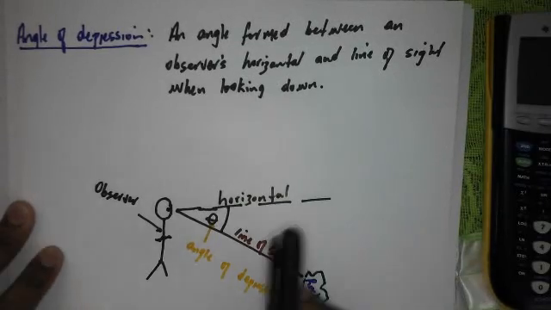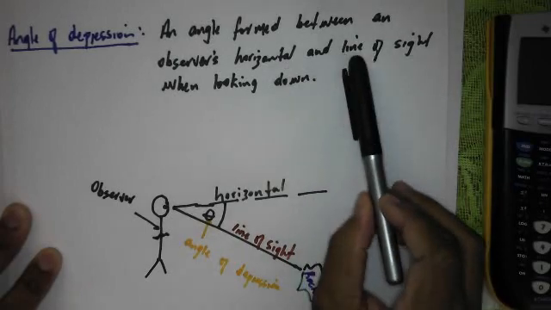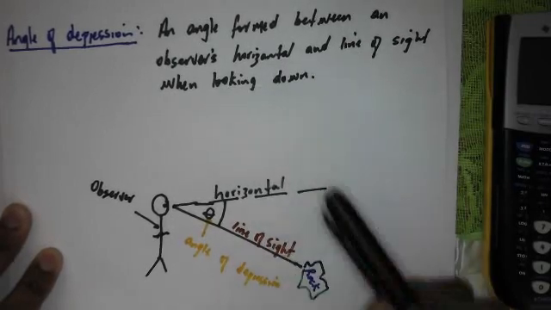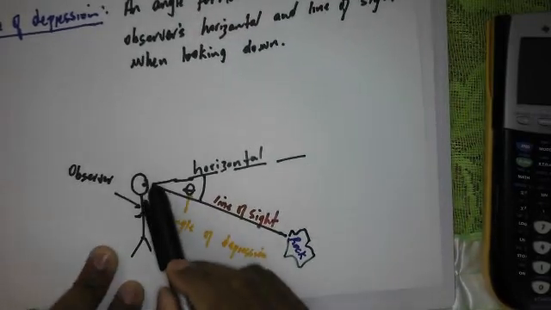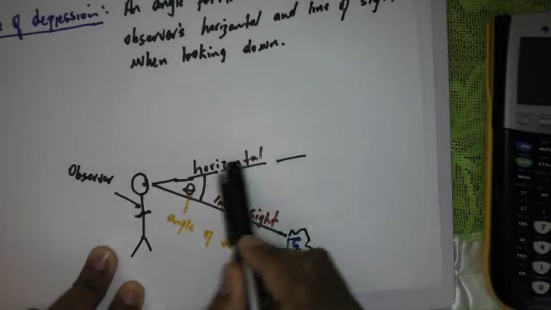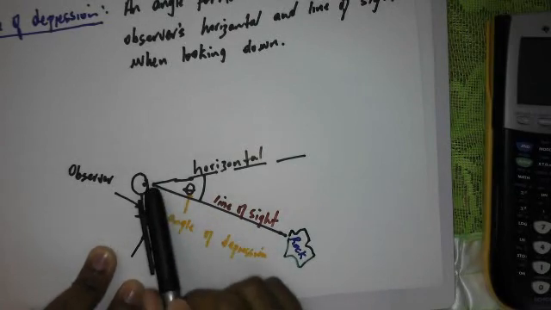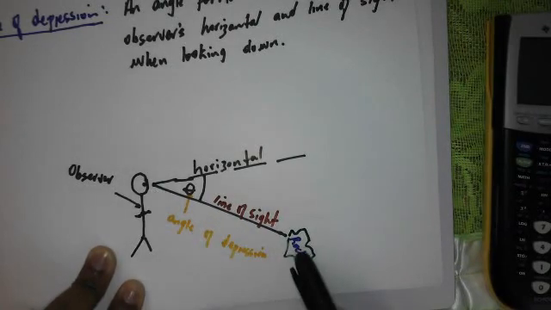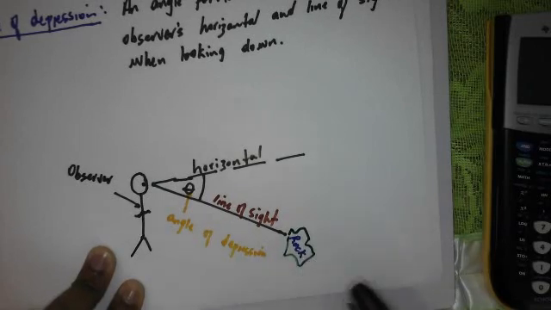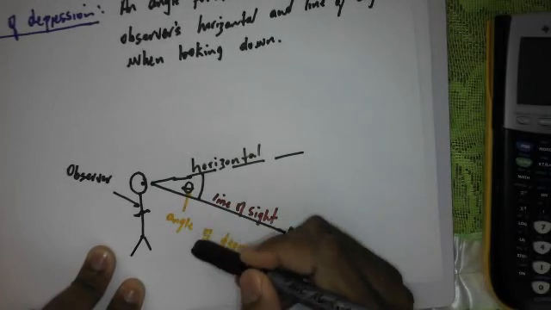Angle of depression is an angle formed between the observer's horizontal and line of sight when looking down. So again, this is the observer's horizontal. That will always be in line with the observer's eyes. And the line of sight is from the observer's eyes to the object the observer is looking at. The observer is looking at a rock in this case. So the angle formed between both lines, that's your angle of depression.